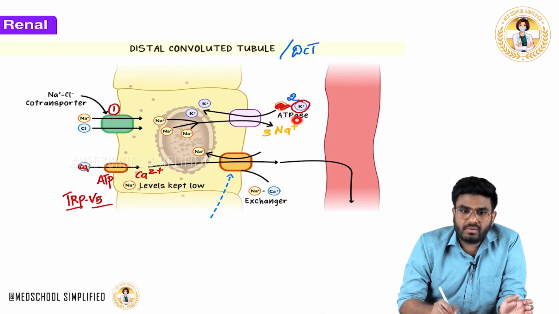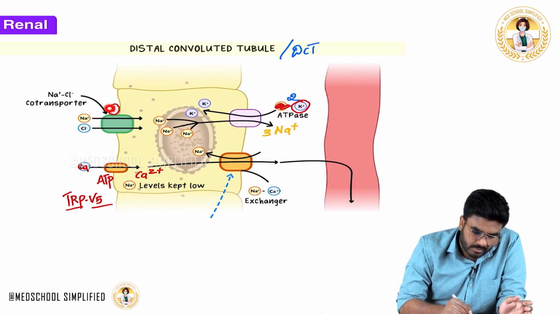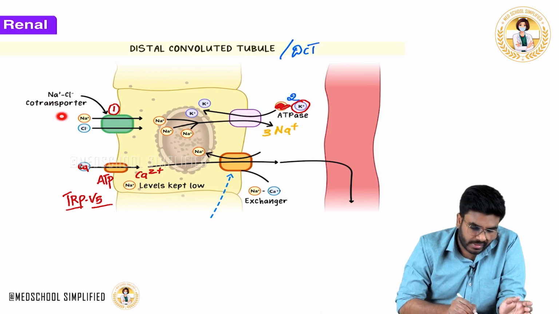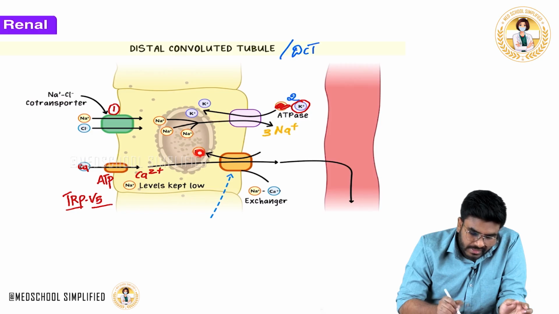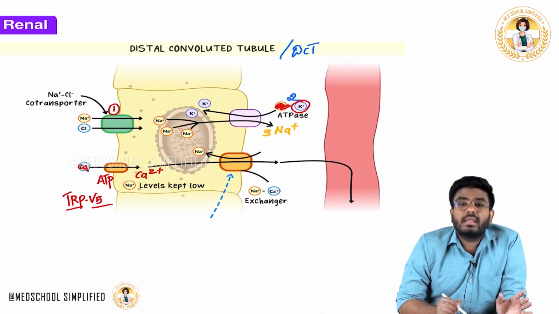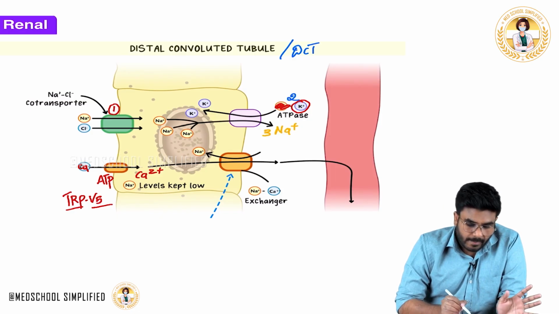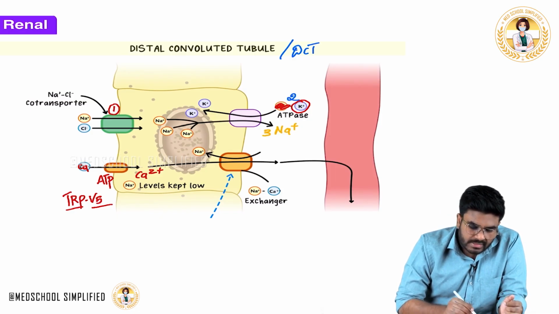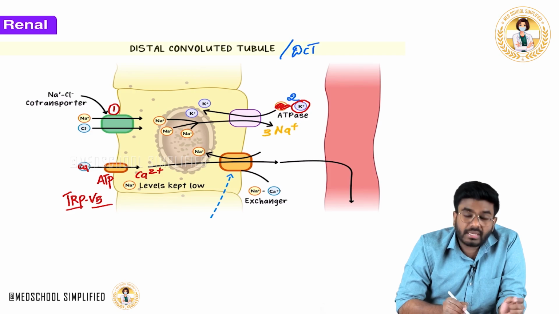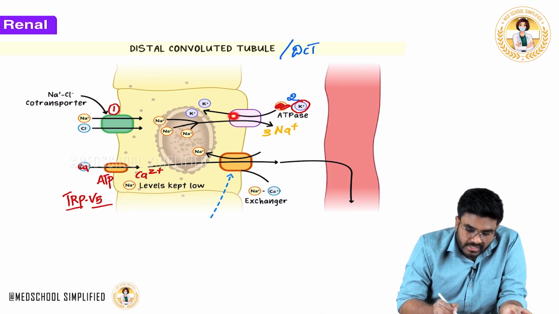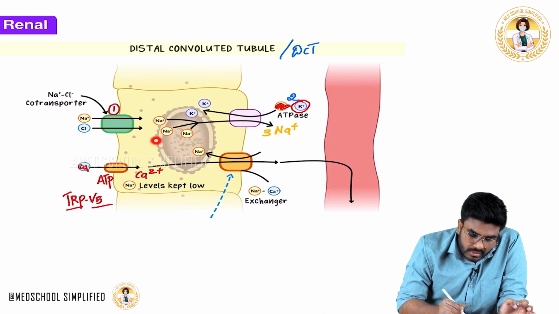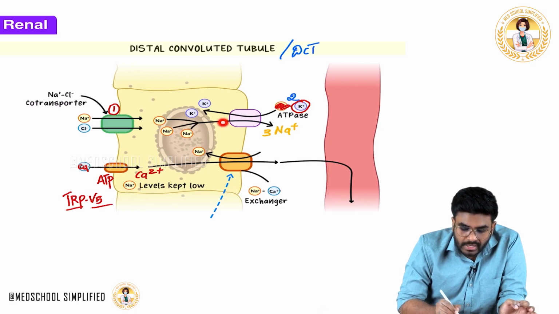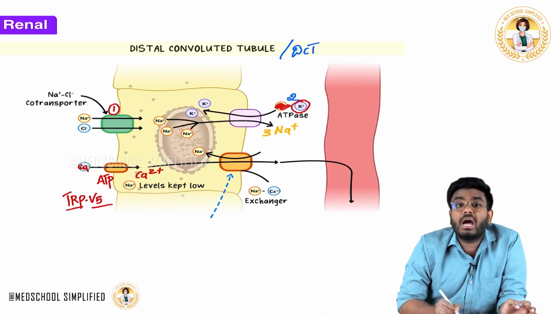Why ATPase? Because the sodium concentration in the cell is already more, and more sodium is coming into the cell via this route. Why is the sodium coming into the cell? Because the sodium potassium ATPase is all the time taking 3 sodium ions from the cell to the interstitium. All the time 3 sodium ions are going out of the cell.